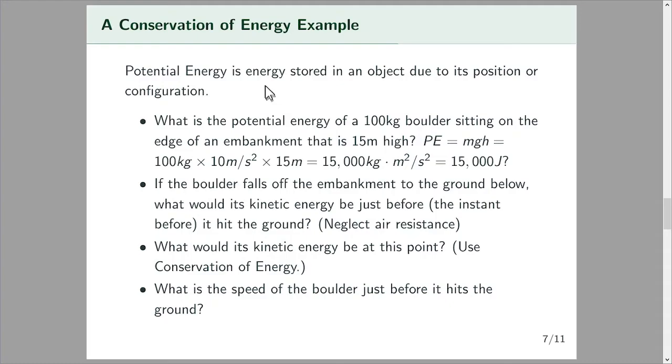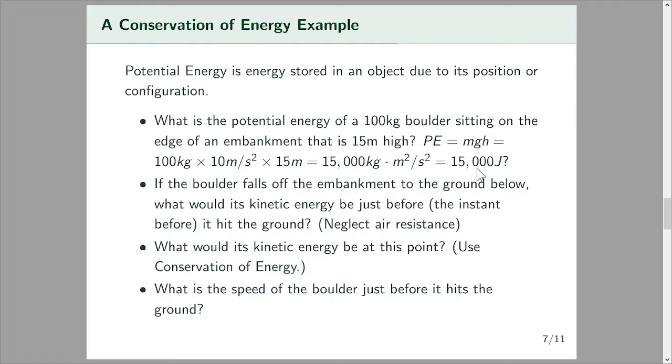Now, we can do a simple example of this. Potential energy is energy stored in an object due to its position or configuration. What is the potential energy of a 100 kilogram boulder sitting on an embankment that's 15 meters high? In fact, we already did this. We multiply 100 kilograms by 10 meters per second squared by 15 meters, and we got 15,000 kilogram meters squared over second squared, which is 15,000 joules.